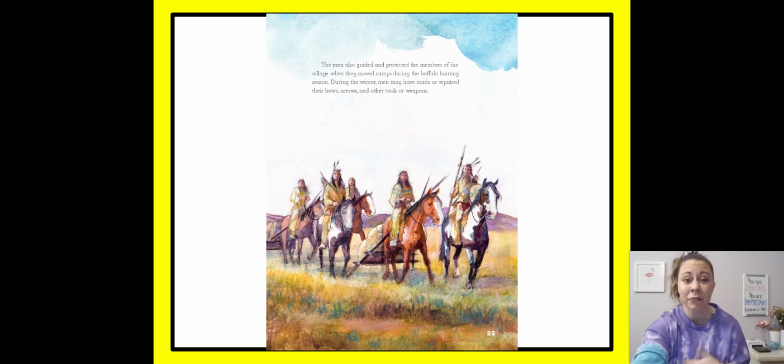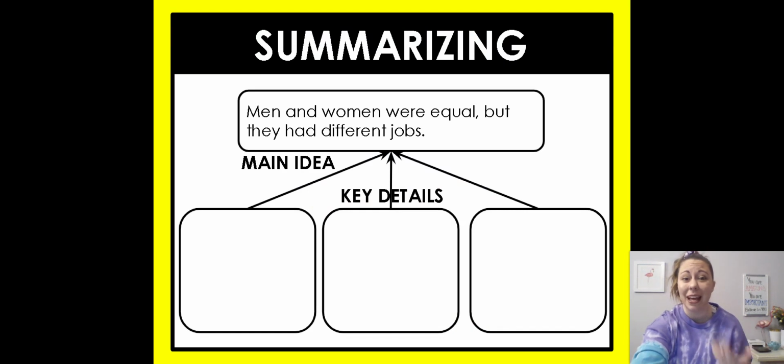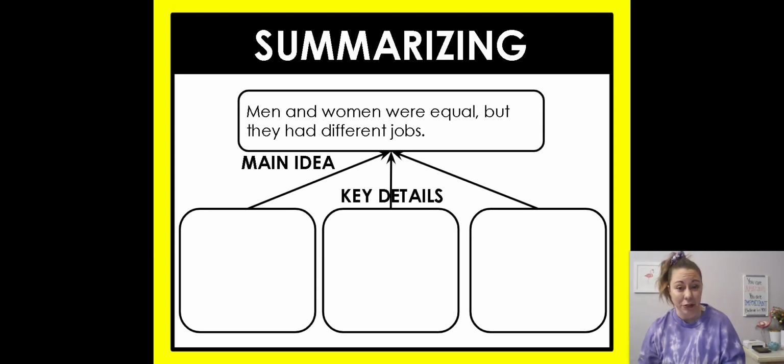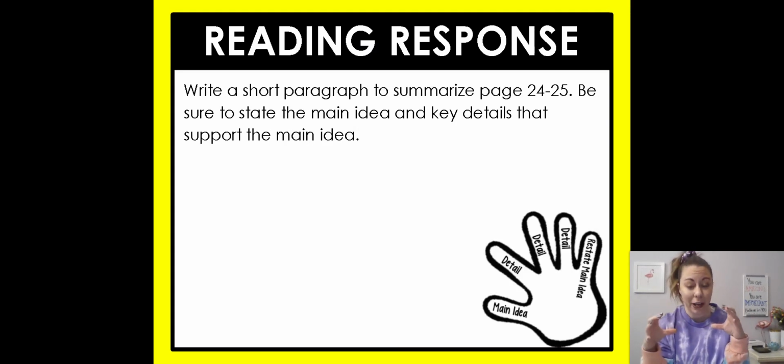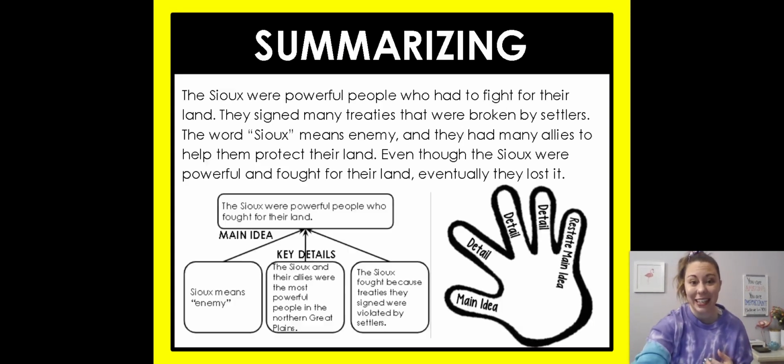There is another page. But thinking about the main idea that we've heard so far, I would put that men and women were equal, but they had different jobs. Because that was, again, one of the first sentences, and it started to tell us about those jobs that the men had. So to help you with your summary, I've given you your main idea. You need to come up with the 3 key details, so that way you can actually write that paragraph. Because although I'm including this graphic organizer in your reading response, your actual answer needs to be a short paragraph, just like what I did here.